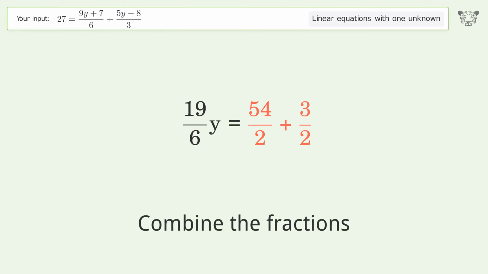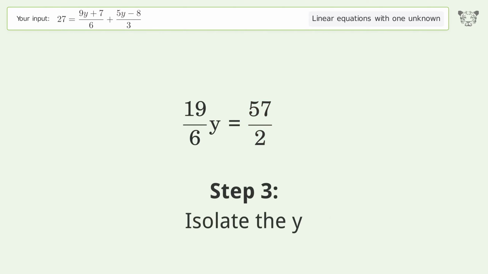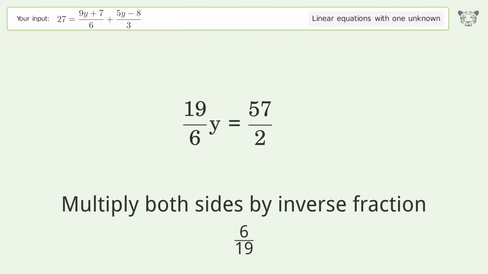Combine the fractions. Combine the numerators. Isolate the y. Multiply both sides by inverse fraction 6/19.